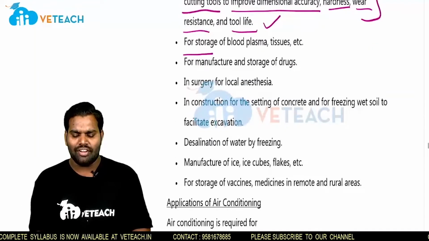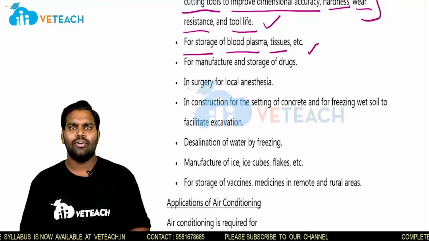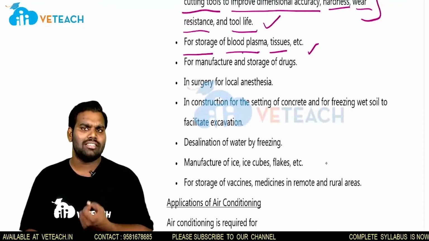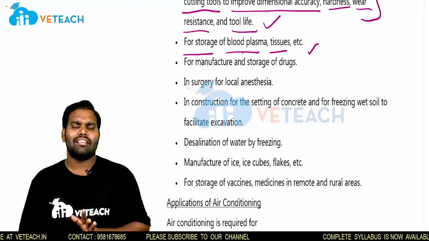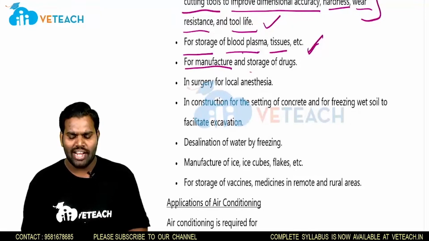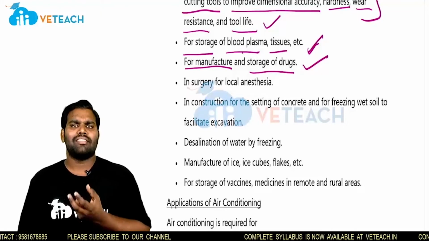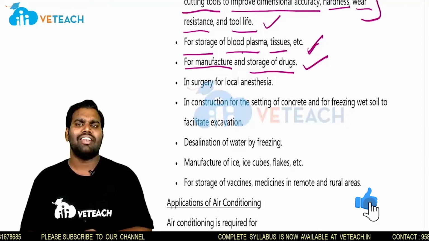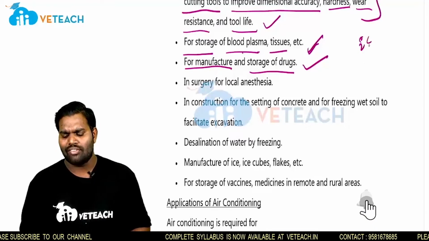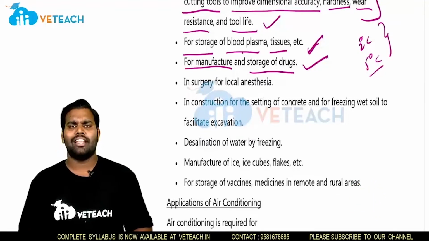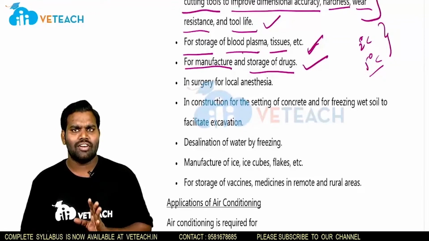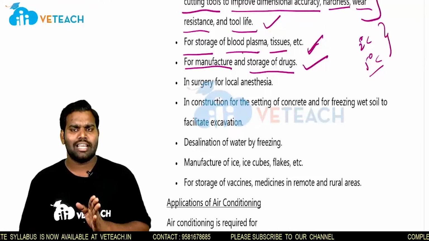Similarly, for storage of blood, plasma and tissues. We have blood plasma in hospitals, and in those areas we maintain a low temperature. That's the reason we use the refrigeration system there. For manufacture and storage of drugs, in the medicine sector we have several drugs. Those drugs must be kept at a cold temperature, that means 2 degrees Celsius, 5 degrees Celsius. So we go for a refrigeration system for preserving those drugs in real time scenarios.